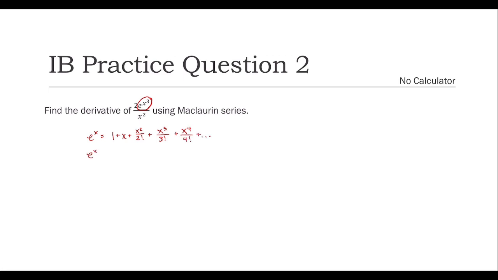So e to the x cubed will equal 1 plus x cubed plus x cubed squared over 2 factorial plus x cubed cubed over 3 factorial plus x cubed to the 4th over 4 factorial. So this equals 1 plus x cubed plus x to the 6th over 2 factorial, which is 2, plus x to the 9th over 3 factorial, which is 6, plus x to the 12th over 4 factorial, which is 24.